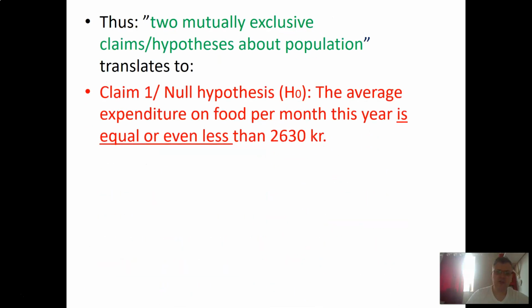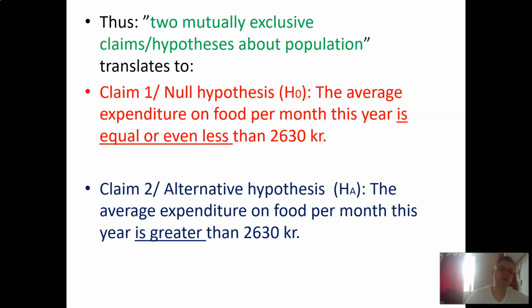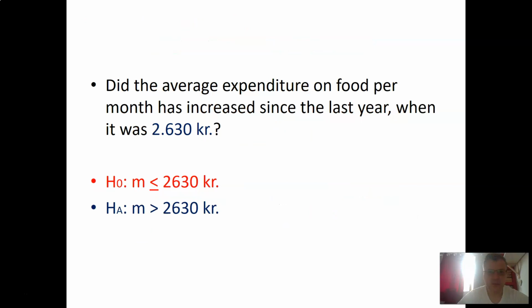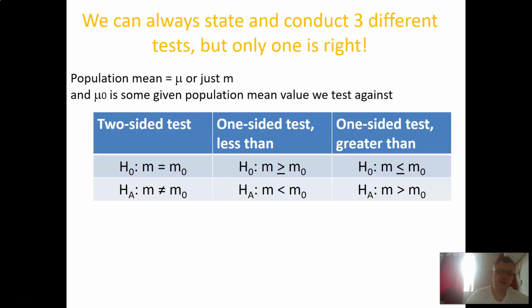So it translates to claim number one, or H0 hypothesis: the average expenditure on food per month this year is equal or even less than 2,630 Danish kroner, and claim two, our alternative hypothesis, is that the average expenditure on food per month this year is greater than 2,630 Danish kroner. Did the average expenditure on food increase compared to last year? This is our H0 and H alternative hypothesis, the first step of every hypothesis testing.